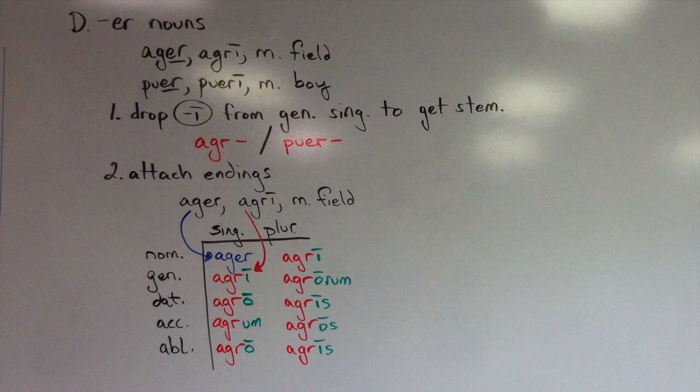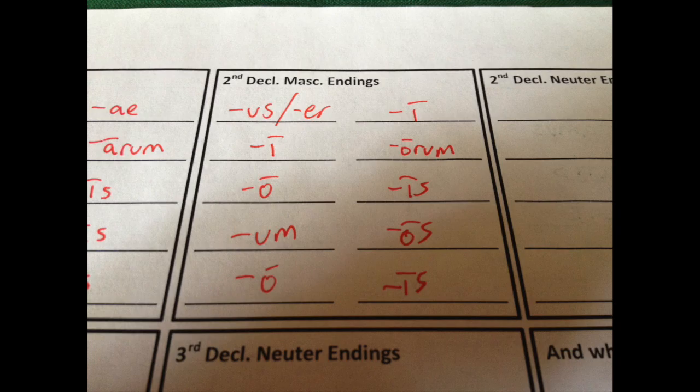Now that we've taken these notes, let's get those second declension masculine endings onto our best friend as well. So get that out, take it out of the plastic sheet, and let's put those down right now. So in the singular, that'll be -us or -er in the nominative, and then the genitive -i, -o, -um, -o, and in the plural -i, -orum, -is, -os, -is.